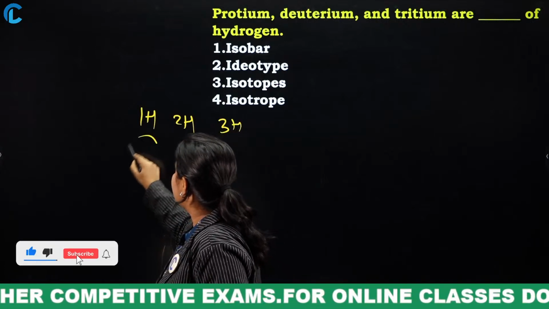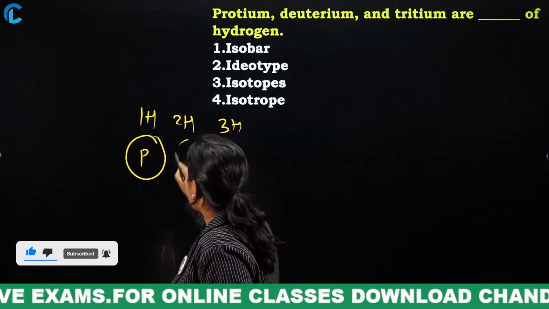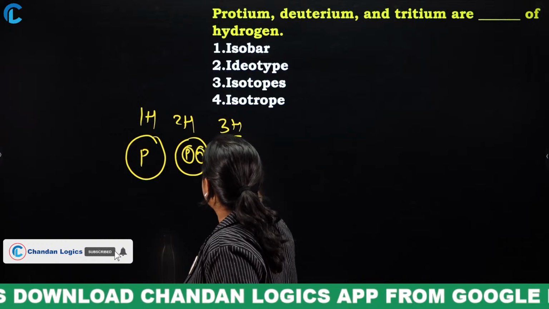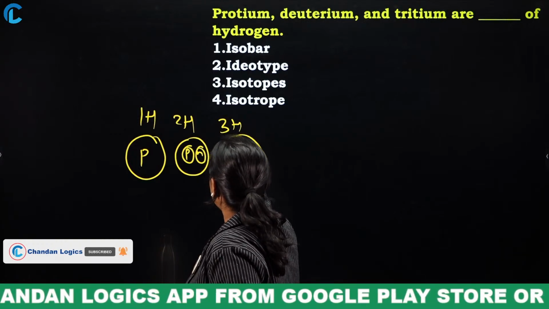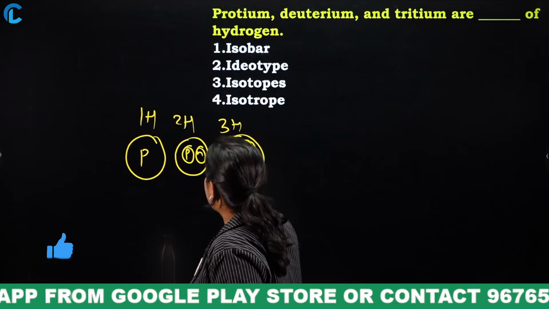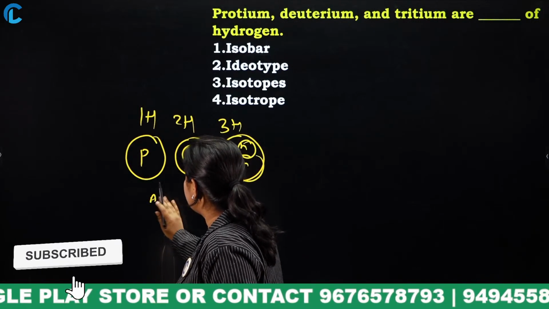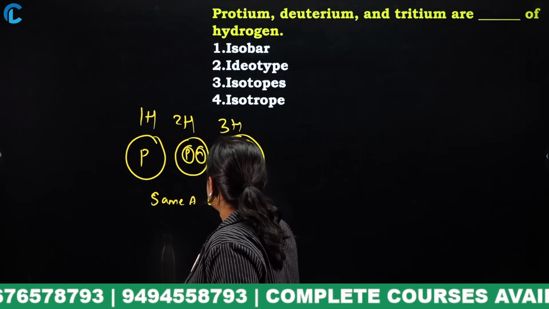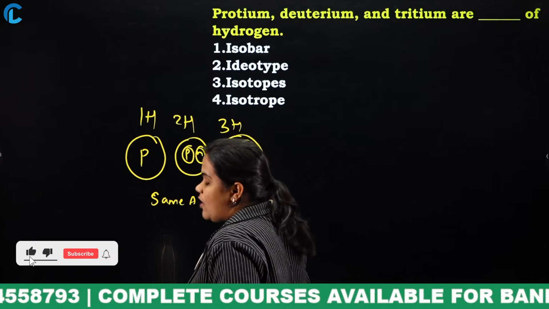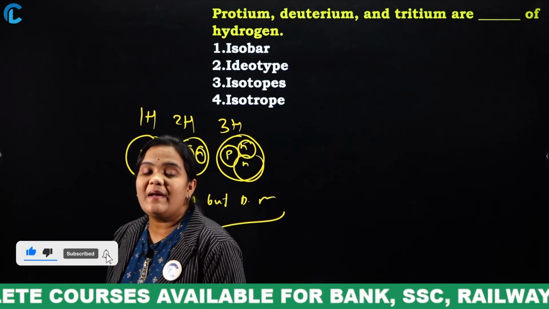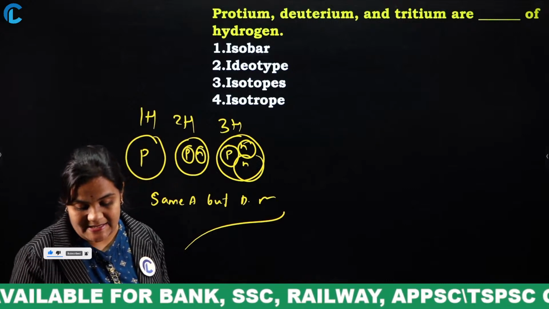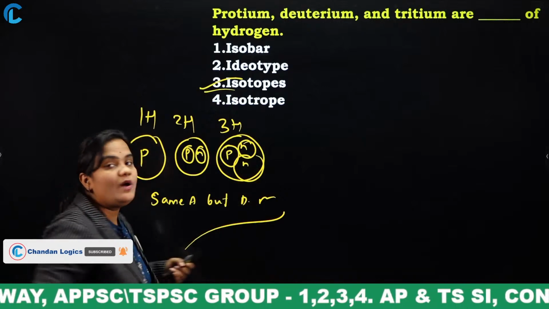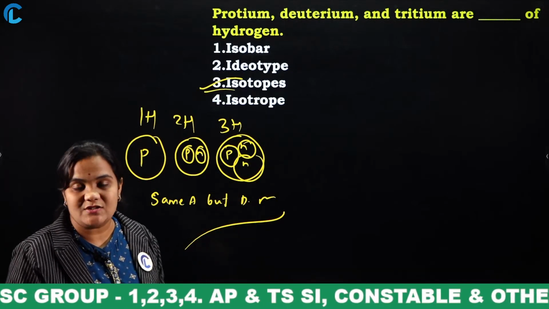That means protium has only one proton, deuterium has one proton as well as one neutron, and tritium has one proton and two neutrons. Now what is happening here? They have the same atomic number but different mass number. So what do we say it as? Same atomic number and different mass number. Yes, very good, isotopes.